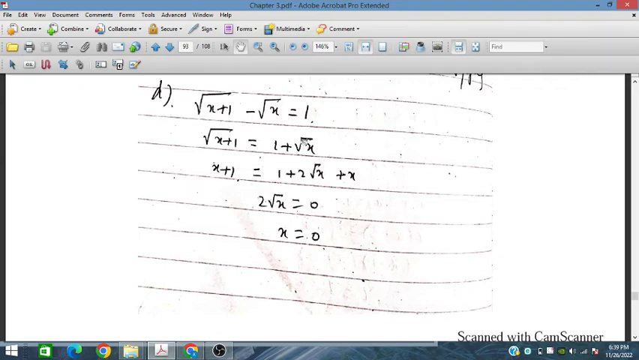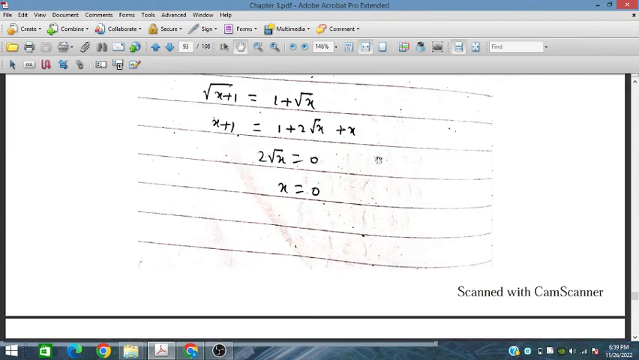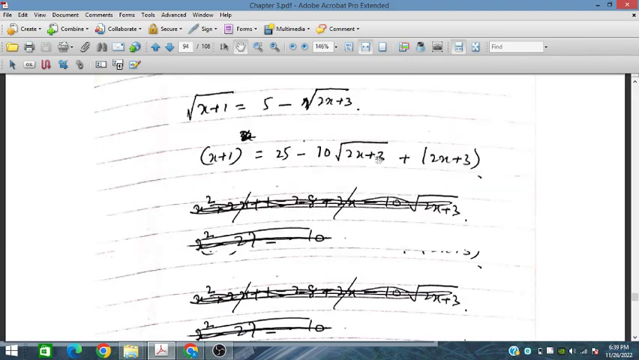2 under root x, a plus b whole square. So this is x, because under root x square is x. So this x cancels out and this 1 cancels out. 2 under root x is 0. x is equal to 0 is the solution. So place this x is equal to 0 here, 0 here. Under root 1 is equal to 1 is correct, satisfying.